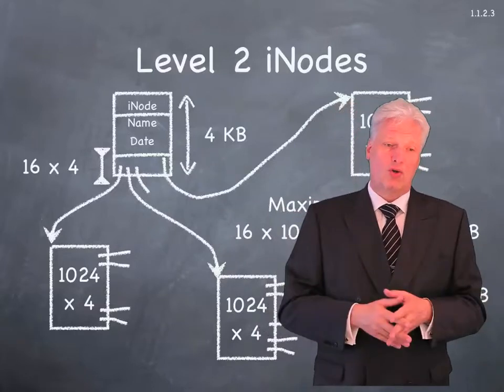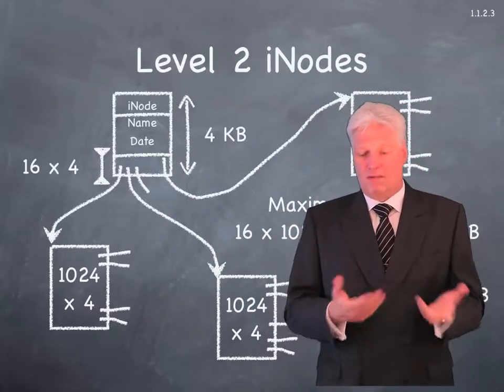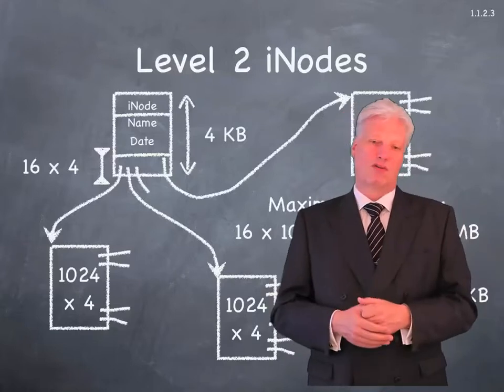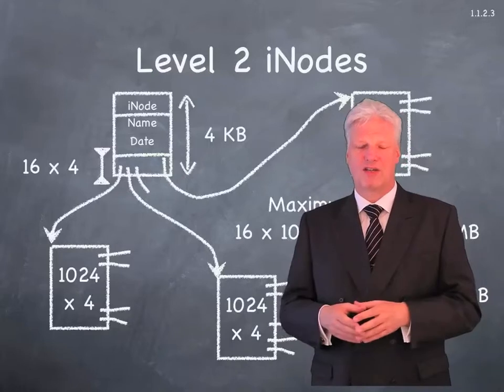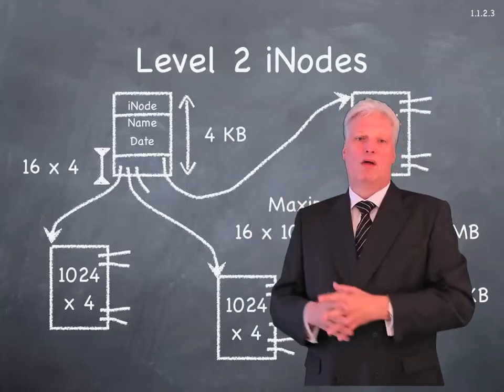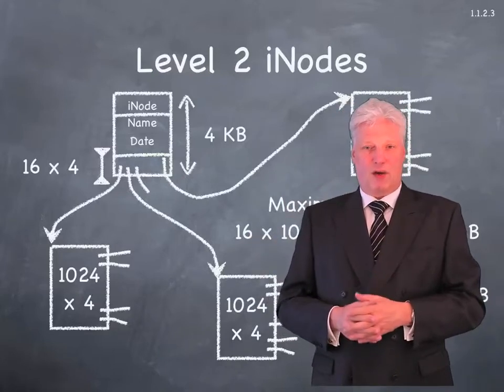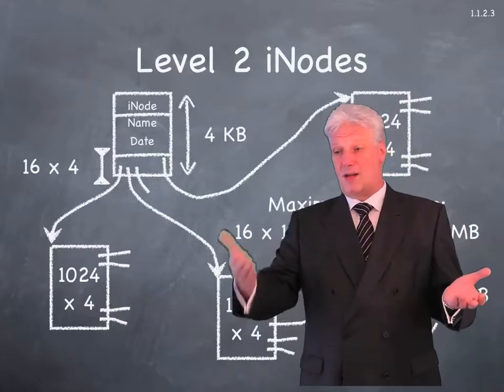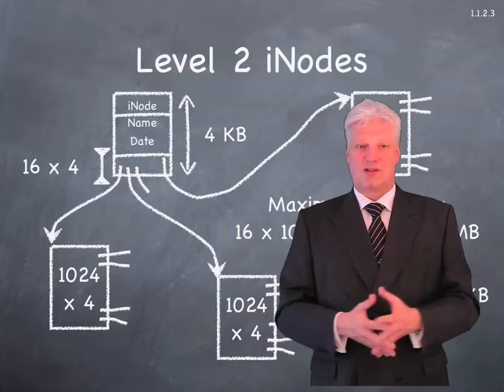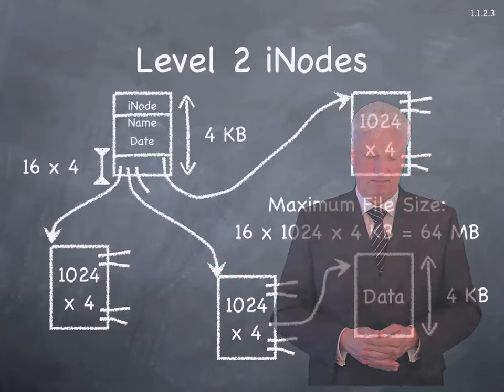Now in a level 2 inode, we have 16 4-byte pointers to 16 blocks of 4K. Every 4K block now has 1,024 pointers of 4 bytes each, 4K, to 1,024 blocks of 4K of data. So we get a total of 16 times 1,024 times 4K, we get a total size of 64 megabytes.